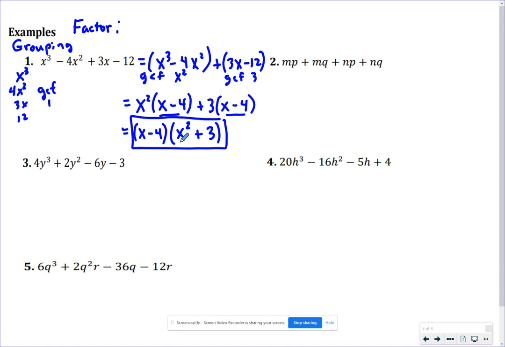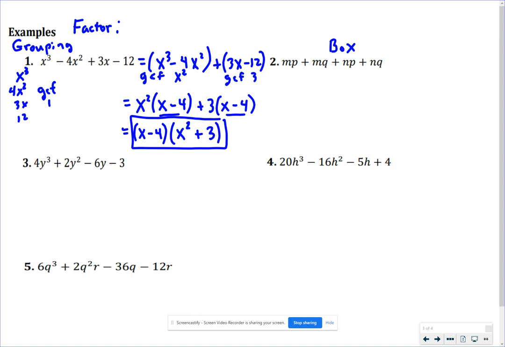x times x squared creates x to the third. Then x times the 3 gets me a 3x. I have a negative 4x squared, and I have a negative 12. It works. Okay, this one I'm going to do with the box method.